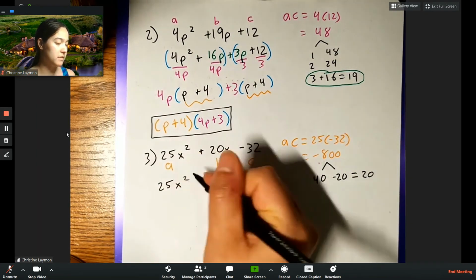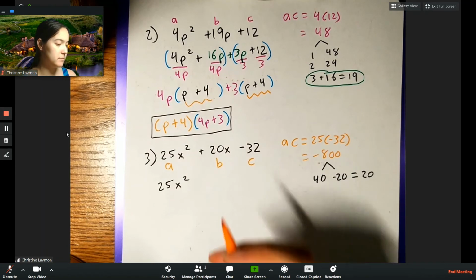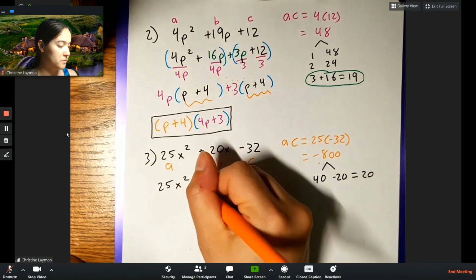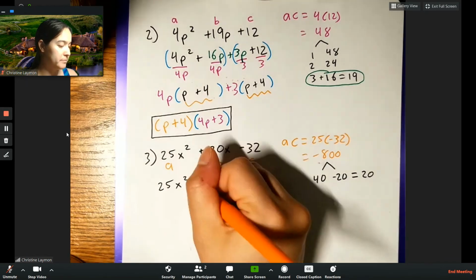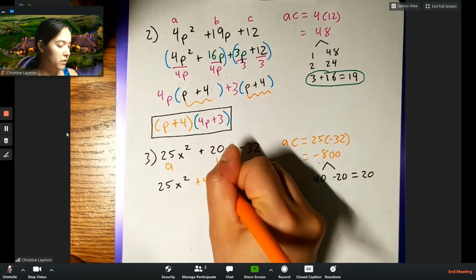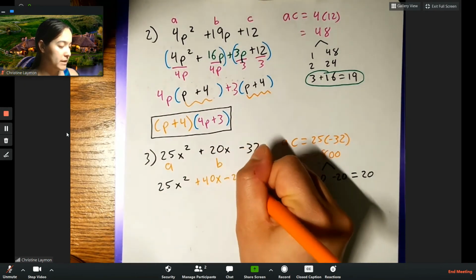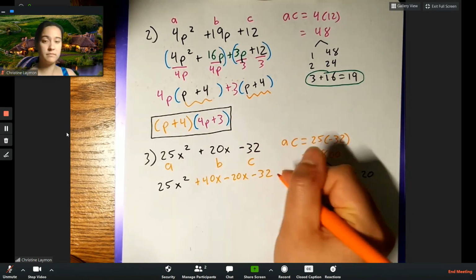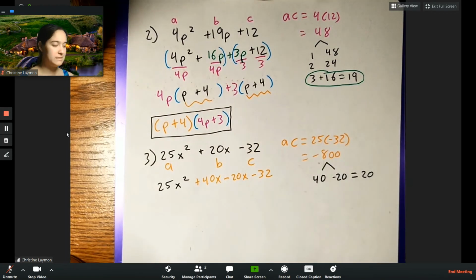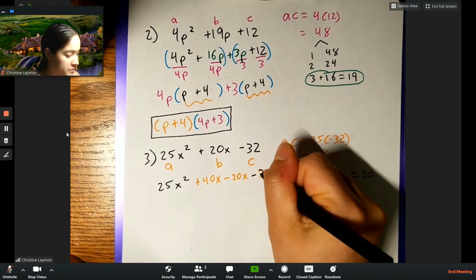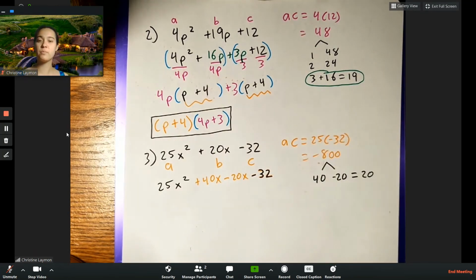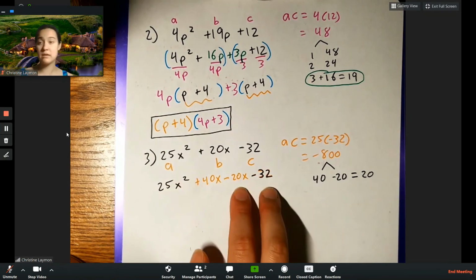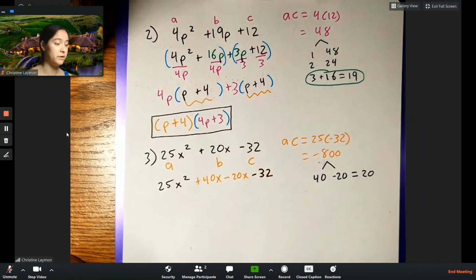25x squared. And I'm going to group this as, actually doesn't matter, plus 40x minus 20x minus 32. Oh, to be consistent, let me go over this in black. Minus 32. There we go. Okay, I'm going to go ahead and factor by grouping. And this time, I'm not going to bother showing the parentheses. Again, that's an optional step. But I will do it as first two terms, last two terms. That's the rule when factoring by grouping.